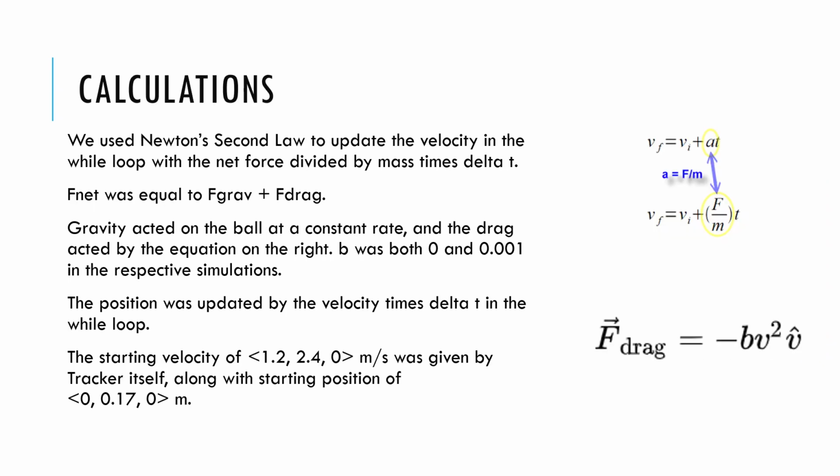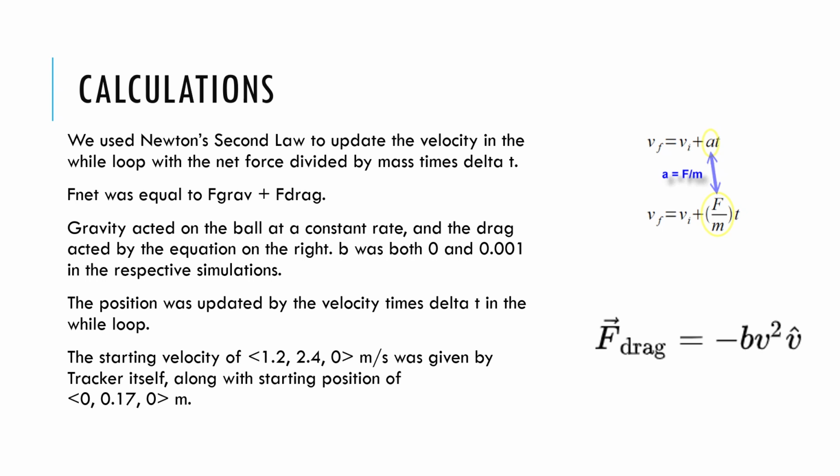So in the GlowScript models, we use Newton's second law to update the velocity in the while loop with the net force divided by mass times delta t added to our initial velocity, and that was iterated upon many times. F net was equal to F of gravity plus F of drag, but in one of the models we set the drag constant equal to 0, and as you see, the force of drag equals negative drag constant times velocity squared times magnitude of velocity. So that would effectively eliminate the drag force in that, but in both gravity acts on it at the constant rate of 9.8 meters per second squared times mass.